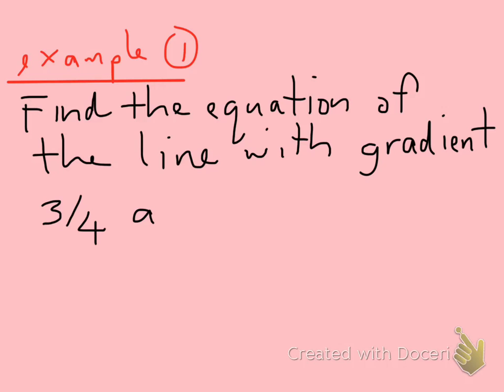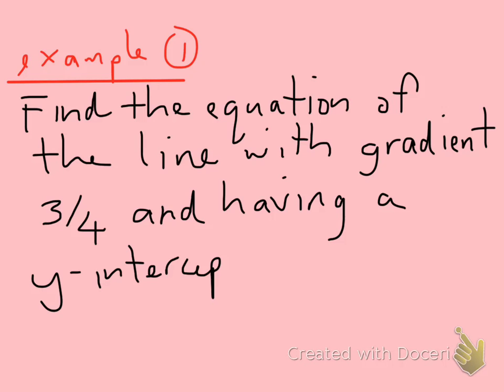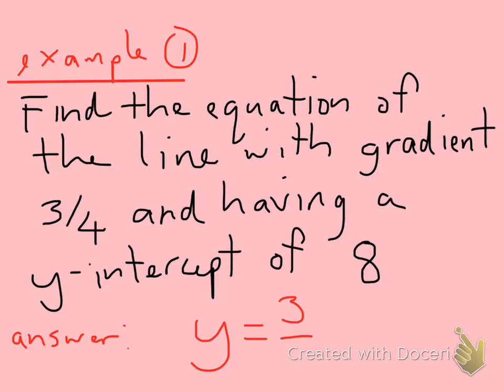In our first example, we're actually going to be given the value of the gradient and the value of the y-intercept. So in this case, the gradient's 3/4 and the y-intercept's 8. So we can simply write the equation down directly as y equals 3/4 x plus 8. So the gradient is placed in front of the x, and the y-intercept is the number that sits there by itself.